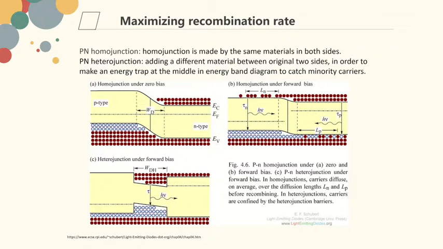A p-n homojunction is made of the same material on both sides. This kind of LED has undesirably low efficiency because the built-in electric field sweeps the minority carriers through the depletion region very quickly, preventing recombination of carriers. P-n heterojunctions solve this problem by adding a different material between the original two sides, in order to make an energy trap in the middle to catch minority carriers.